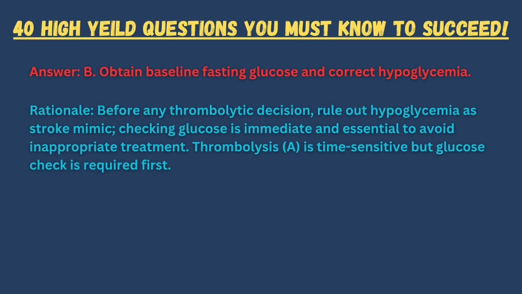Answer. B. Obtain baseline fasting glucose and correct hypoglycemia. Rationale. Before any thrombolytic decision, rule out hypoglycemia as stroke mimic. Checking glucose is immediate and essential to avoid inappropriate treatment. Thrombolysis, A, is time-sensitive, but glucose check is required first.